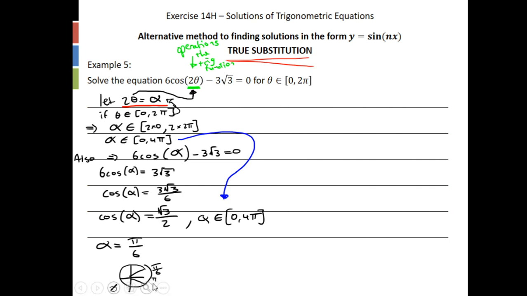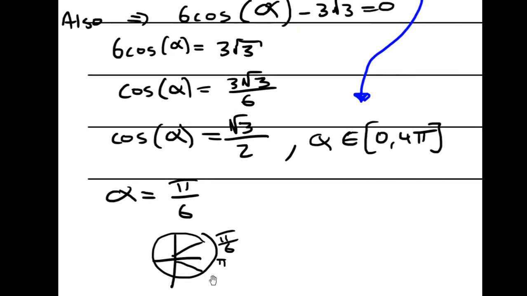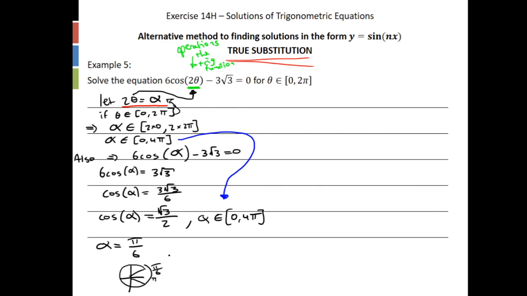Pi on 6. Ooh, what have I just done? I've pressed something on the bottom. Okay, that's a bit of a pain. I'm at the very bottom of the page. Let me do that a little bit higher.